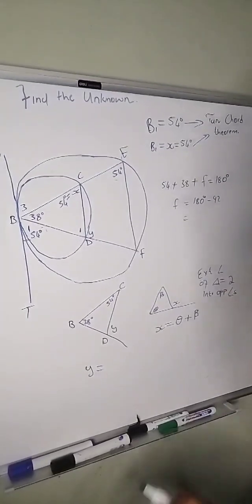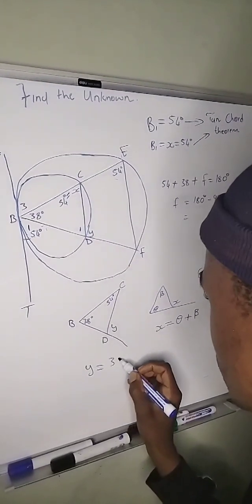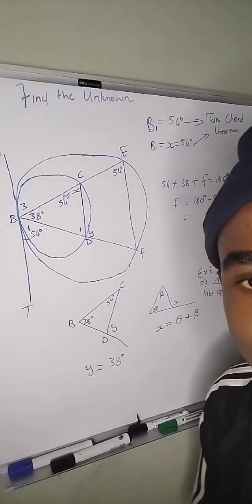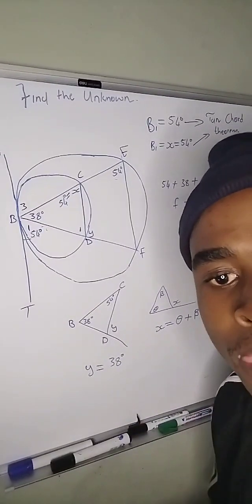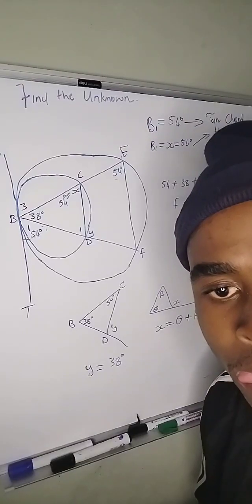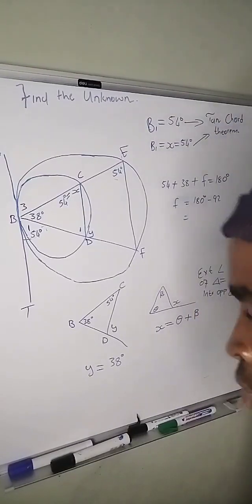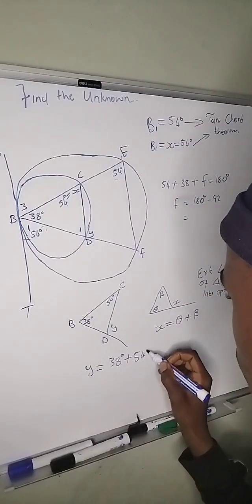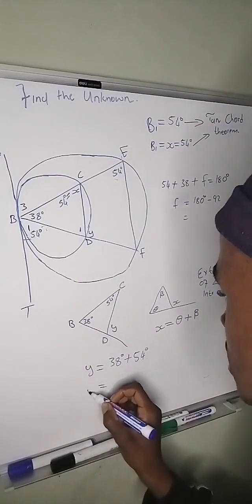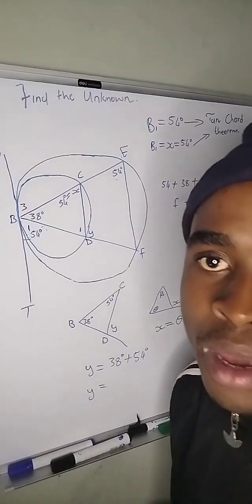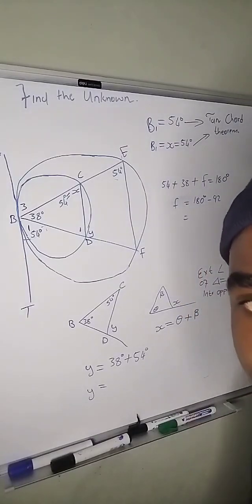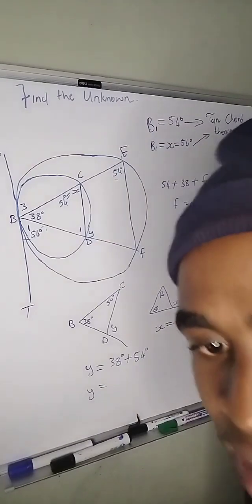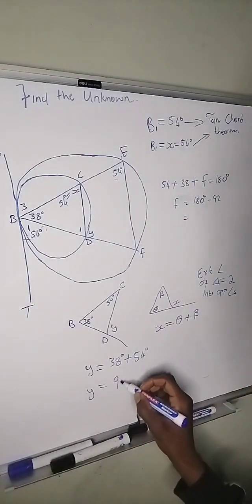Okay, my theta is going to be 38 degrees. Thank you very much. And my beta is going to be what? What is going to be my beta? Plus 54 degrees. So what is my answer for y? What is my y going to be? 92 degrees. Thank you very much. We are done with this question.